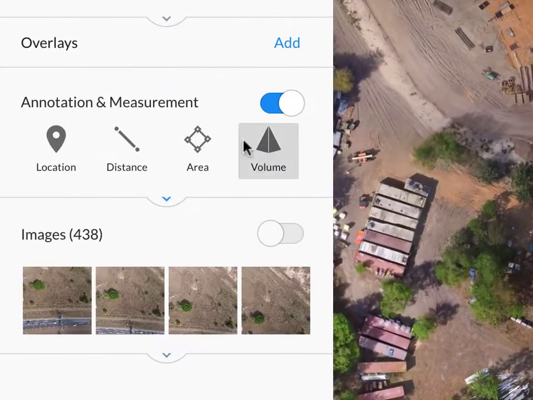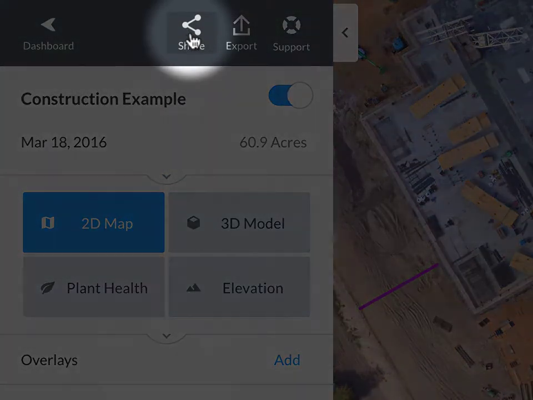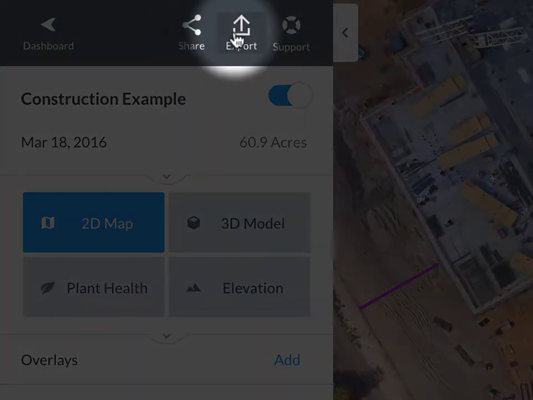If we want to, we can add additional annotations that way. We can even add overlays and check our site plans on top of our data, or view each of the individual images. And if you want to, we can certainly share this data with our friends and export it so that we can use it in third-party applications.